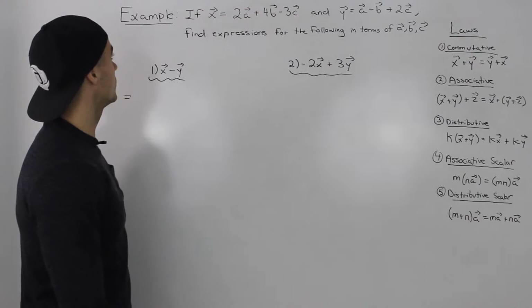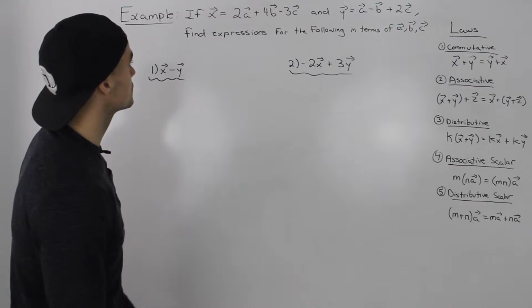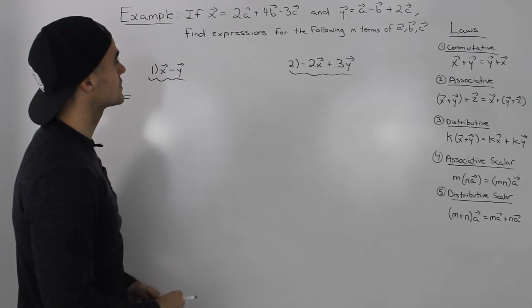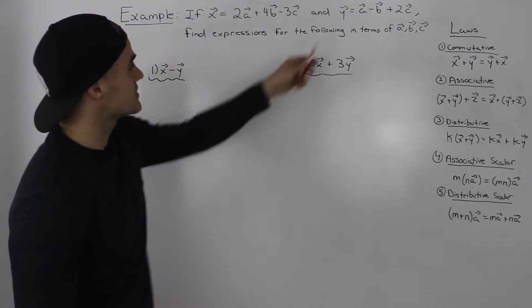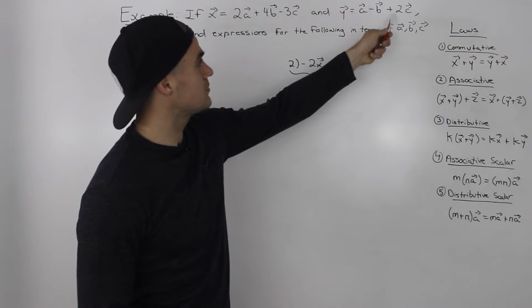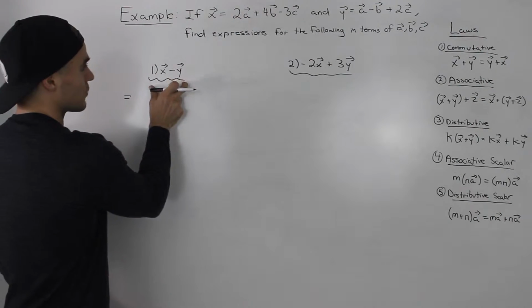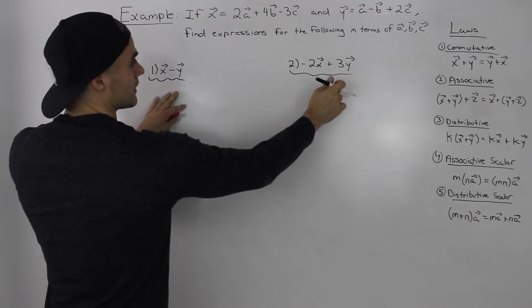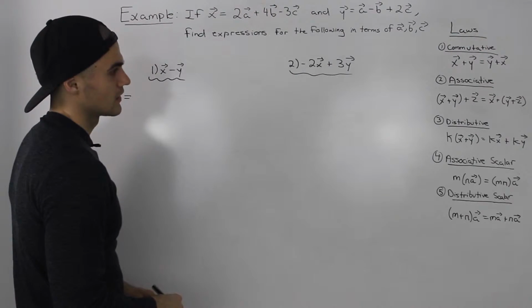So let's do an example. If we have vector x equal to 2 times vector a plus 4 times vector b minus 3 times vector c, and y is equal to vector a minus vector b plus 2 times vector c, find expressions for both of these in terms of vectors a, b, and c.